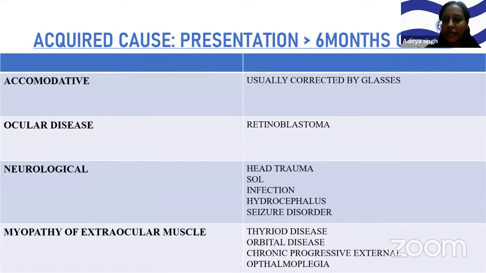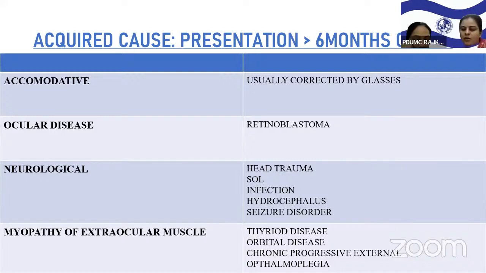Acquired causes present after 6 months of age: accommodative, usually corrected by glasses, ocular diseases like retinoblastoma, neurological disease like head trauma, space occupying lesion, infection, hydrocephalus, and seizure disorders. And myopathies of ocular muscle, thyroid disease, orbital disease, and chronic progressive external ophthalmoplegia.